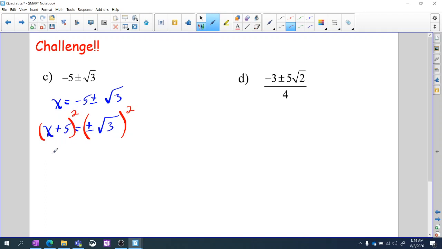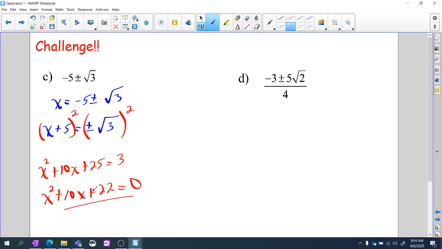Binomial squared. 3 steps to square it. So square the first, multiply and double, square your second one. Now this gets really easy. Plus or minus, guaranteed it's positive because you're squaring it. And when you square a square root, you just get that number. Move that over: x squared plus 10x plus 22 equals 0. There's the quadratic that would have those ugly answers.